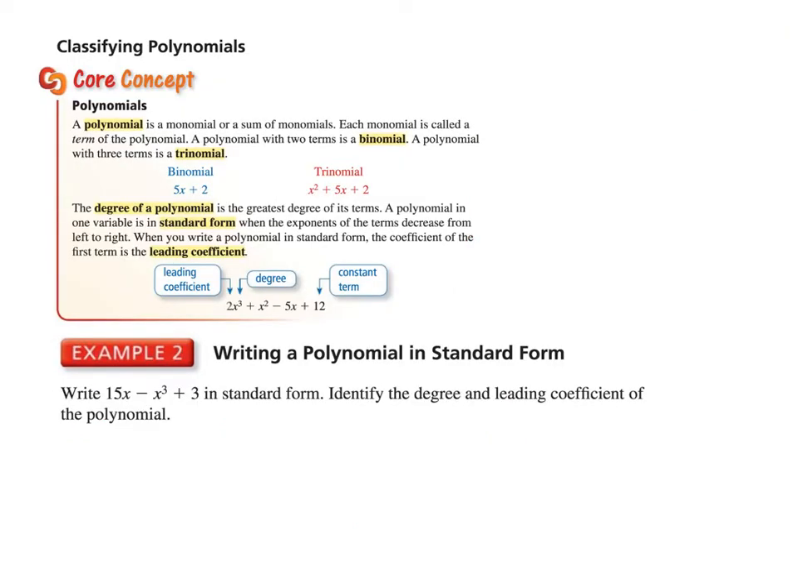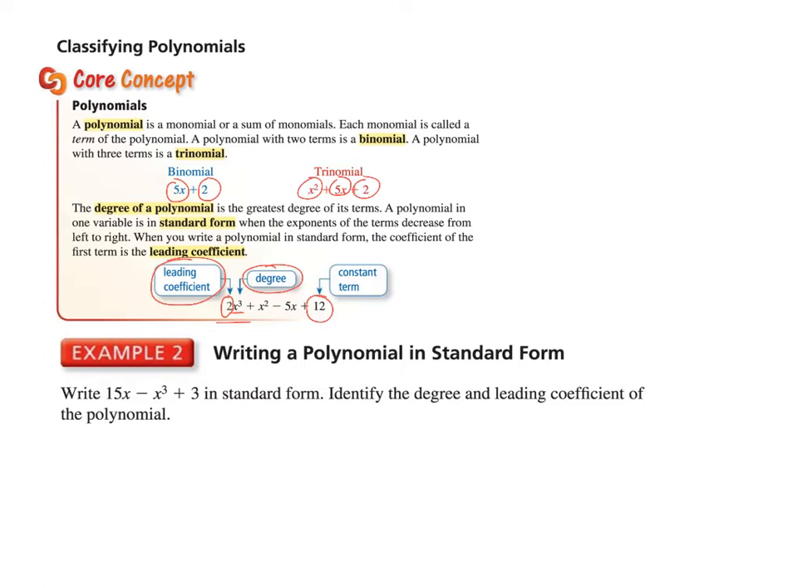All right, core concept, binomials, trinomials. Monomial means one term. Binomial means 2 terms. Trinomial means 3 terms. Then there's a couple other terms here: leading coefficient, and the constant term, and the degree. We already covered what the degree is. The leading coefficient is simply the number in front of the variable with the highest degree, or the term with the highest degree. And then the constant term is just whatever's at the end that doesn't have a variable.